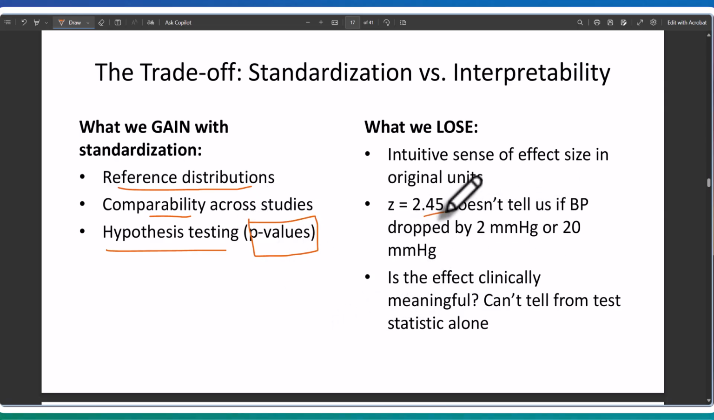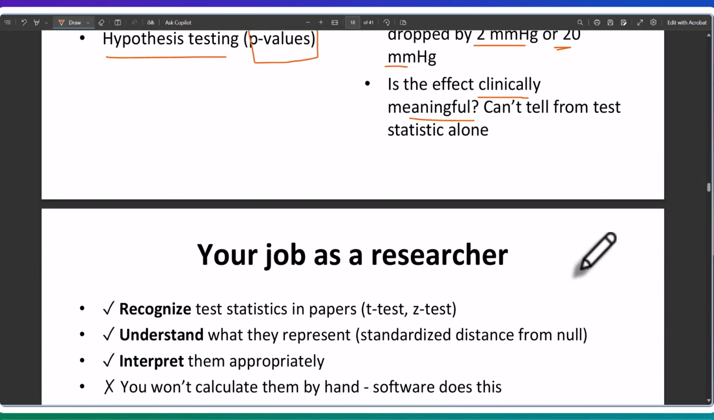But what we lose is, it doesn't tell us if the blood pressure dropped by 2 millimeters of mercury, or 20 millimeters of mercury, right? So we lose the clinical meaning of what we are actually finding, or the substantive size of what we are actually trying to find. So with the gain in the standardization, this way to calculate p-values from a table, for example, we lose the intuitive meaning of the results.